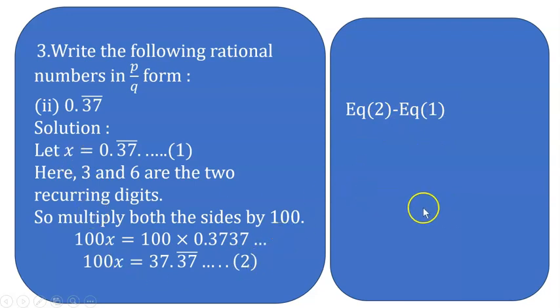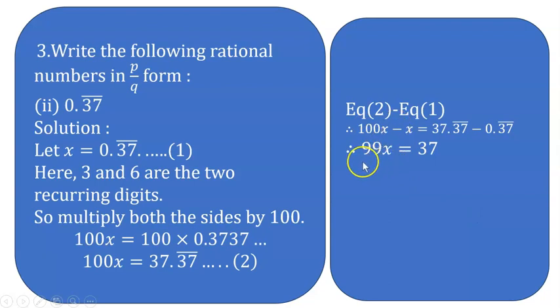Okay. Now equation 2 minus equation 1 means what? 100x minus x is equal to 37.37 with a bar minus 0.37 with a bar, and here 100x minus x, you will get here 99x. In 37.37 with a bar minus 0.37 with a bar, the repeating parts will get cancelled, and hence you will get here x is equal to 37 upon 99, and hence we have expressed 0.37 with a bar is equal to 37 upon 99.